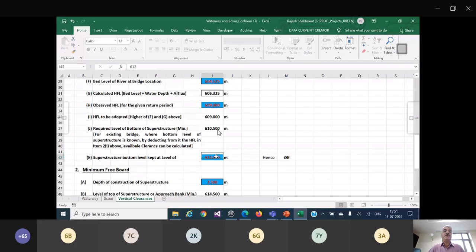That's all. In this case, we have kept it at 612 meter. That's why it has given okay. Let us say if I give 610 meter here, see what will happen. It says not okay. So it will automatically check.